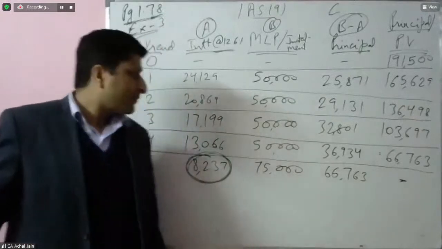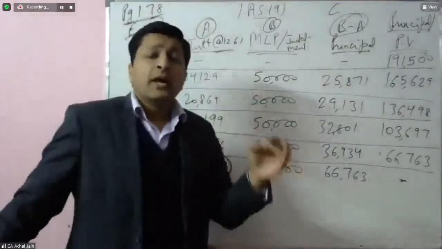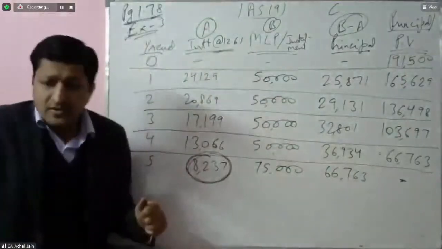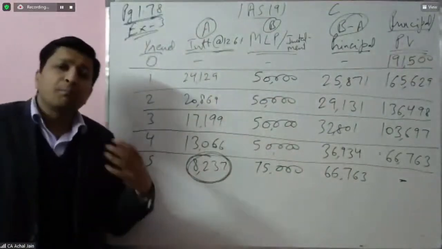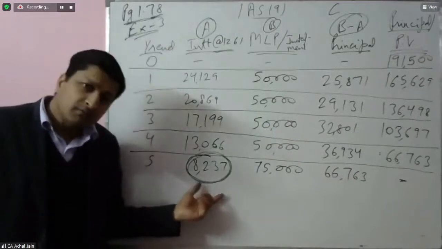Approximation means the rate which we had used for discounting was not the exact rate. We have used it only to one decimal place, so that's why it's not matching with the exact amount. So here some difference may come, which is allowed.